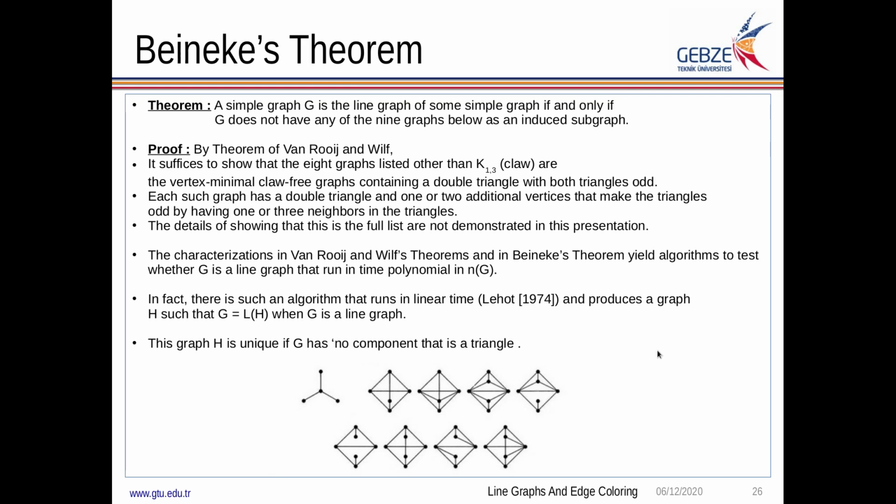The characterizations in Van Rooij and Wilf's theorem and in Beineke's theorem yield an algorithm to test whether G is a line graph that runs in time polynomial in n(G). In fact, there is such an algorithm that runs in linear time and produces a graph H such that G equals L(H), then G is a line graph. This graph H is unique if G has no component that is a triangle.